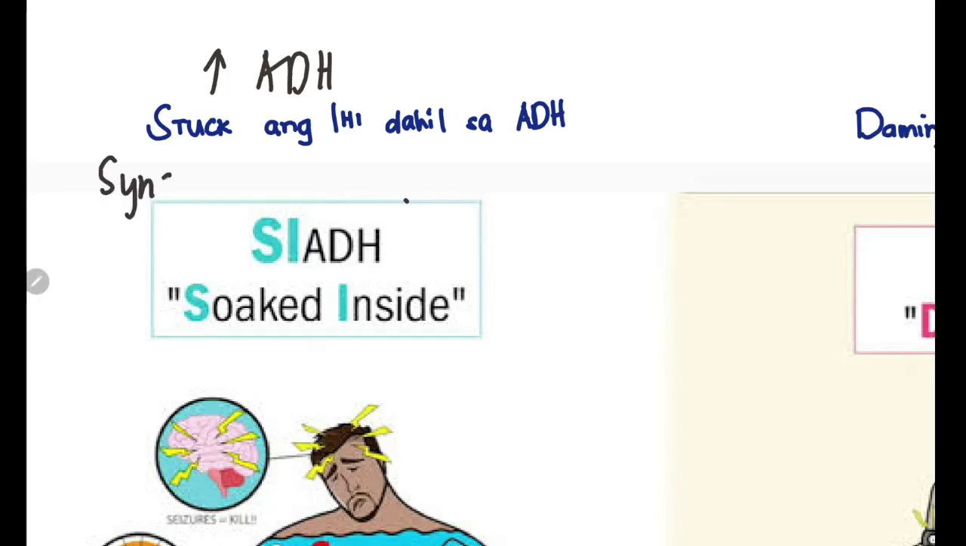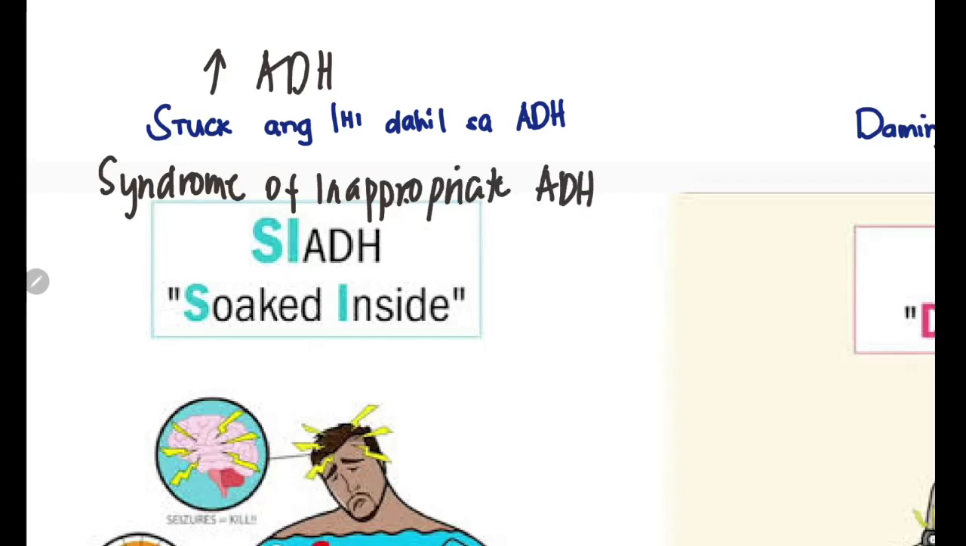Syndrome of inappropriate antidiuretic hormone. Ang mnemonic ko dyan is SIAD. So, SIADH. We have here, stuck ang ihi dahil sa ADH. So, na-stuck ang ihi mo or yung tubig sa katawan dahil sobrang dami ng ADH natin. So, that is how I remember my SIAD and your DI.